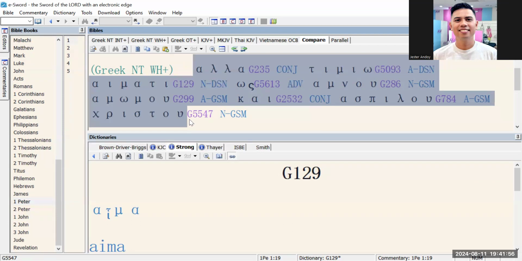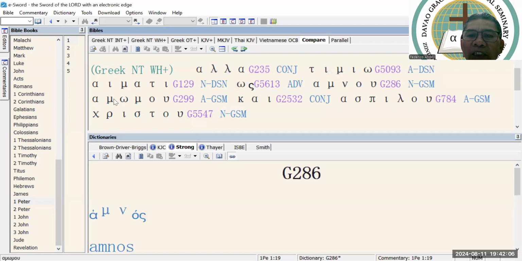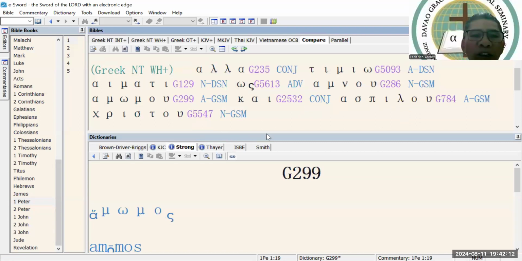Okay, Pastor Tim, thank you. By the way, Pastor Tim, I just want to ask regarding this amomos and aspilos. Because we're just using a prefix here, but in English we are using a suffix, like spotless and blemishless. There is no suffix in Greek.